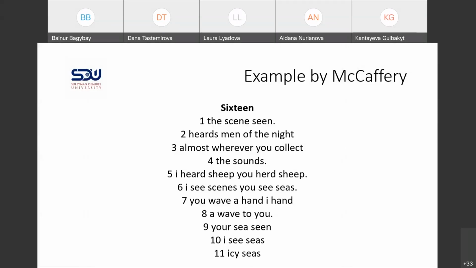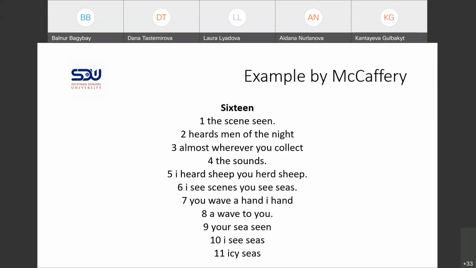So we will have a look at an example of the sound poetry by McCaffrey. As I have mentioned before, McCaffrey was not a founder, but he is the person who foregrounded sound poetry. If you have a look at the example here, it is written like: seen, the herdsman of the night, almost wherever you collect the sounds.